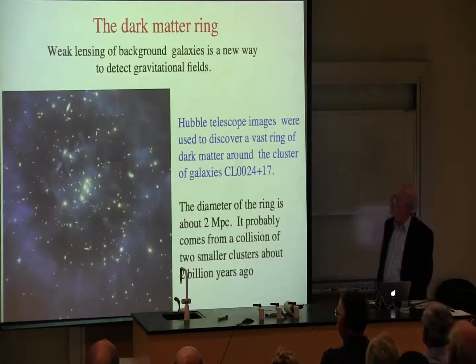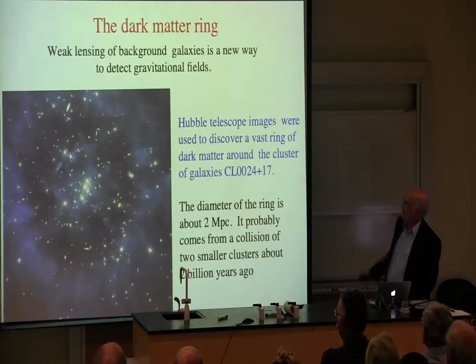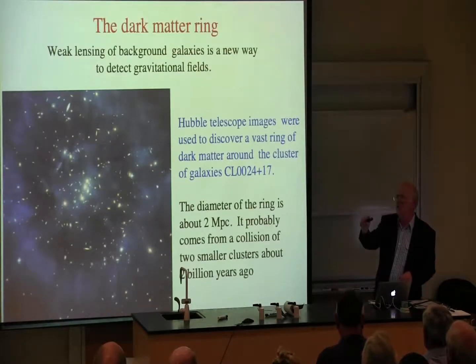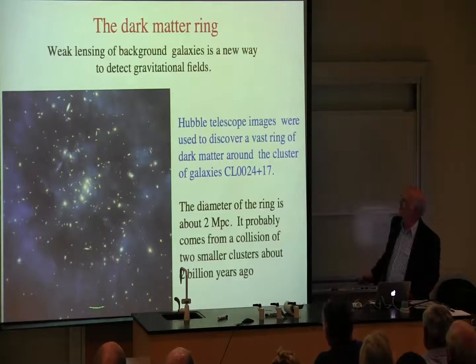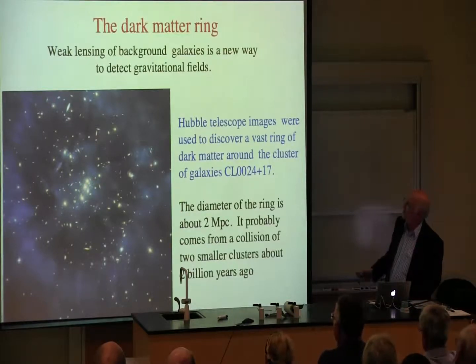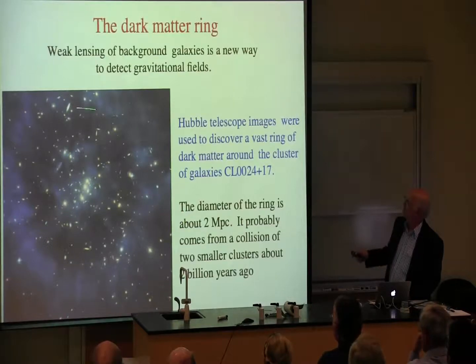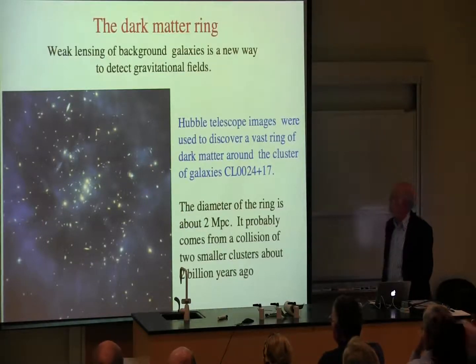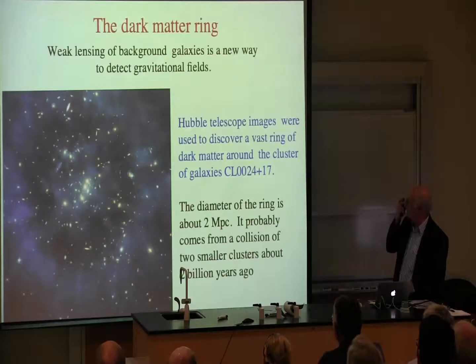Now, there's another sort of lensing that people use, which is not quite so dramatic. You just get very small elongations of the images, but if you have a few 100,000 galaxies in the background, you can actually work out what the gravitational field is in some region of space. And this is a very dramatic discovery a few years ago.